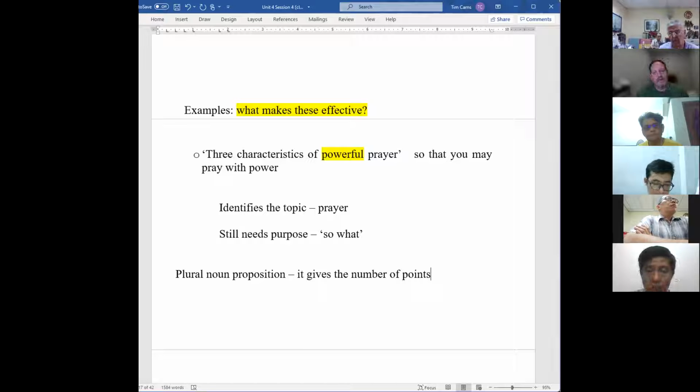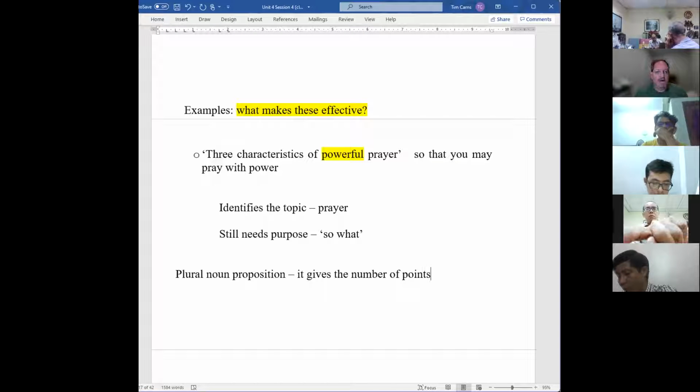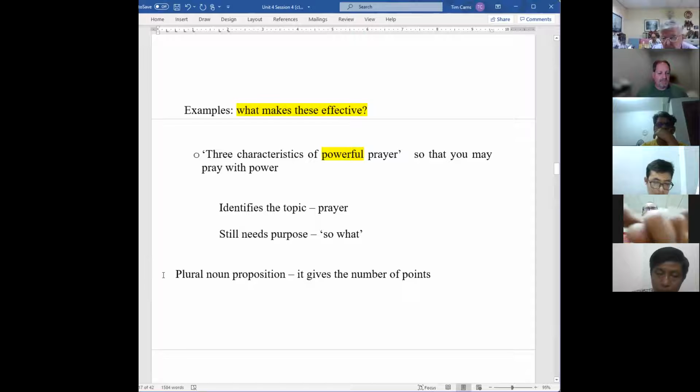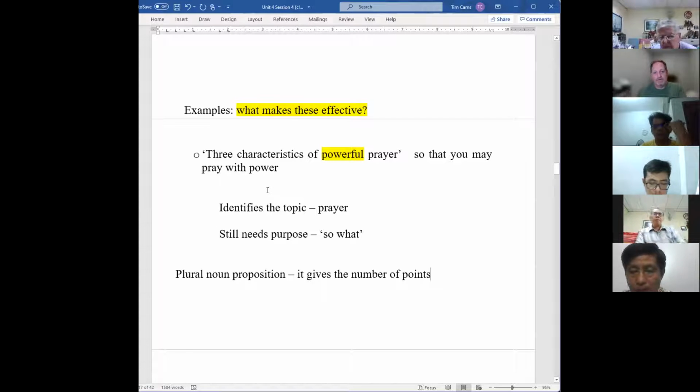If you just say, we're going to talk about prayer this morning, well, what about prayer? But if you say, I'm going to focus on 3 characteristics of powerful prayer, that tells you, okay, I know where he's headed here. He's going to show me from this passage three things about prayer that will make it powerful. That God shows us how we can have powerful prayer. So a plural noun proposition can be very helpful in giving your hearers a direction, like where you're headed.